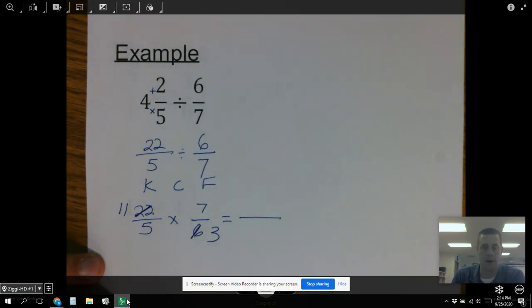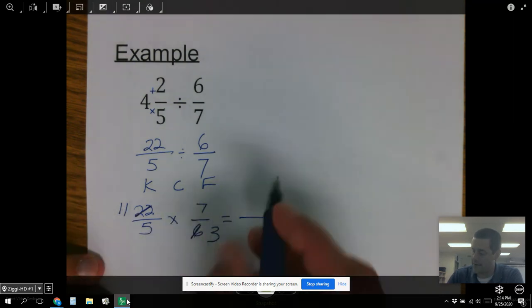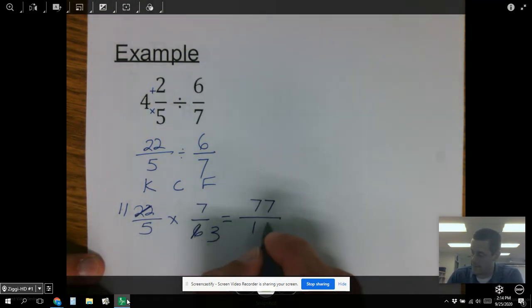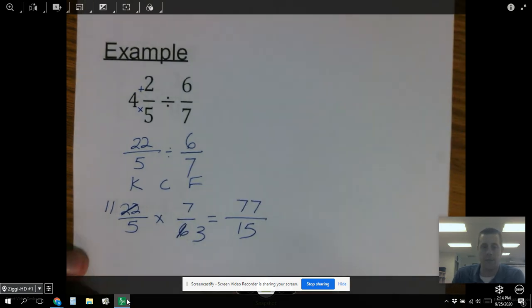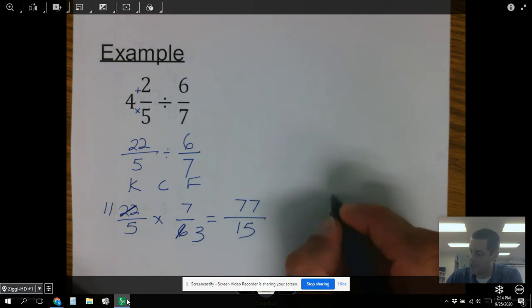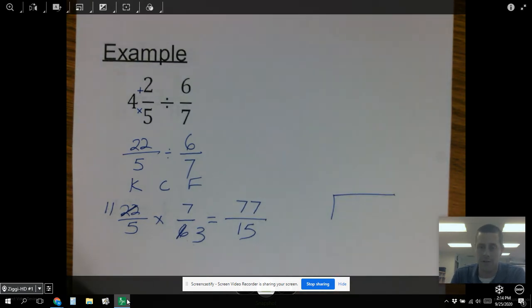Let's get ready to multiply. 11 times 7 is 77, and 5 times 3 is 15. The result, 77 over 15. That is an improper fraction, which means some long division for us to convert it back into a mixed number.